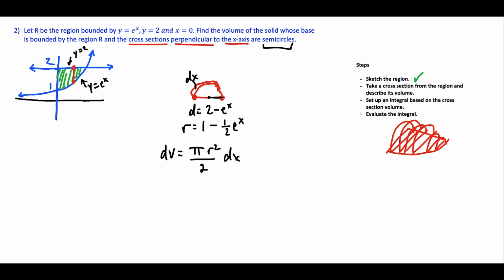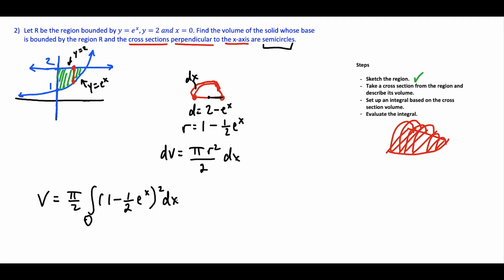But the next challenge that we're going to run into when we want to set up this integral is that the volume is going to be over the entire distance here. So we're going from 0 to, right now we have temporarily a mystery x value, which we're going to show how to find in a moment. But we have pi over 2, r is equal to 1 minus 1/2 e to the x, squared, dx. Let's just make that neater.